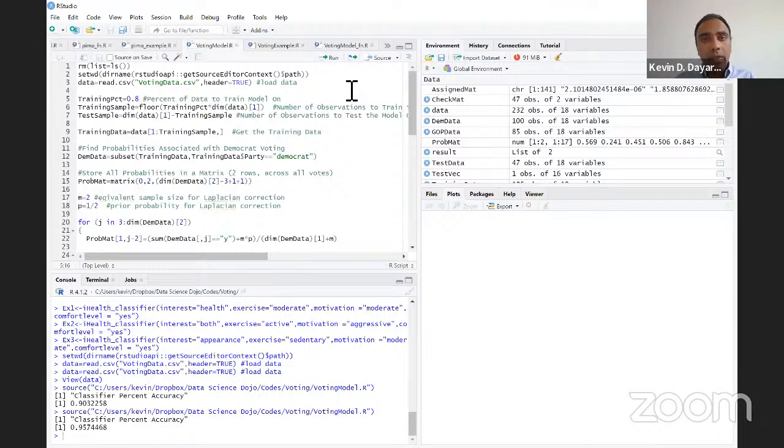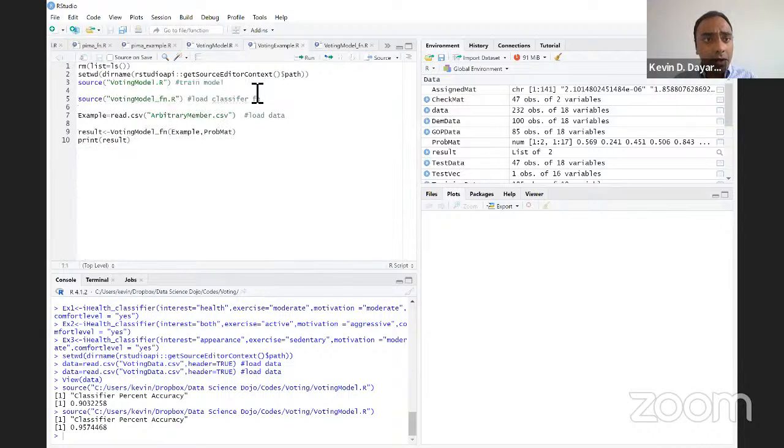95%. So now that's fine. That tells us the validity of the model. But what if we want to see, for example, how this model engages in predictions? Here is an example.